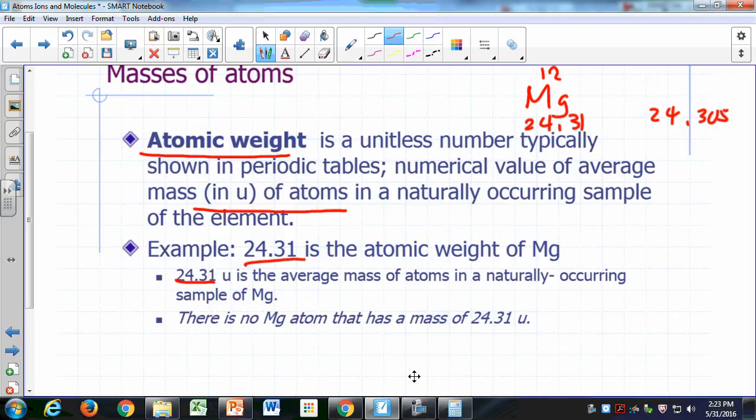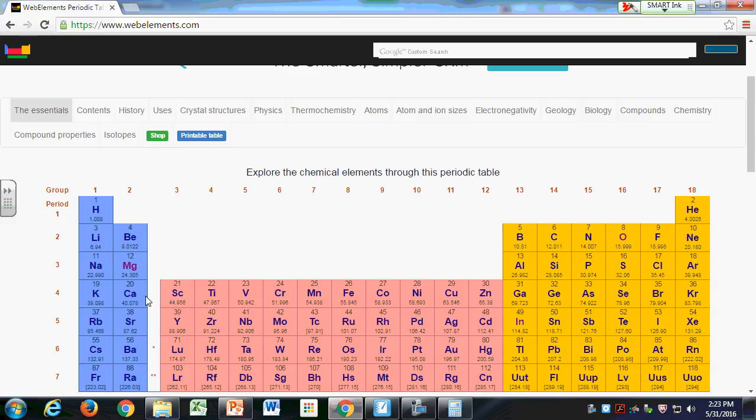And the reason that's the number that you'll see in a typical periodic table is generally when we're working in the lab, we'll be dealing with a naturally occurring sample of magnesium, the kind of magnesium you'll find in nature. We don't have isotopically pure samples. So let me just show you a periodic table where you might see that, for example, on webelements.com. You have magnesium right here, 24.305. That number is the atomic weight of magnesium.